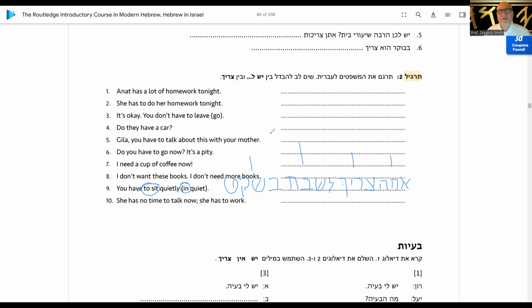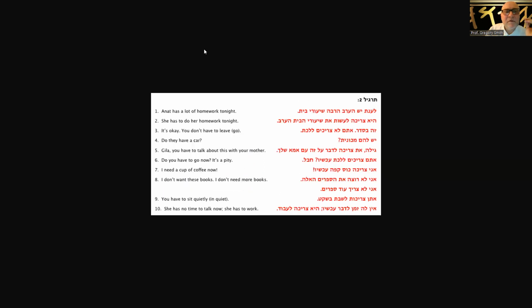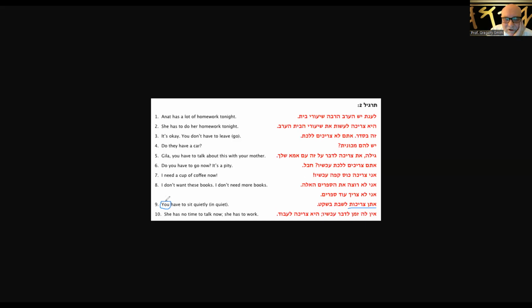So let's see what their answer key says. Okay, so now notice that when they're putting this "you" in a plural sense, this time they're making it plural feminine, aten zarikot. But it worked just as well with what I had in the singular, because there's no way to know. But here it is, lashevet, lasheket. So in other words, to sit in quiet. That's literally what that's saying, lashevet, lasheket. To sit in quiet.